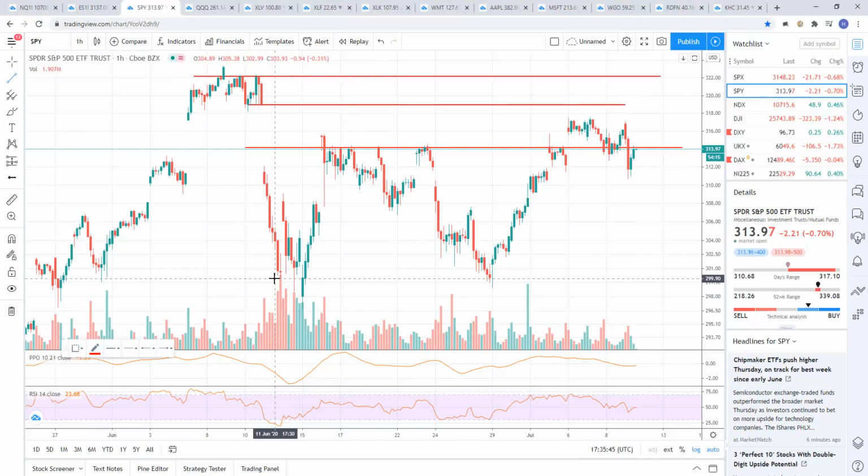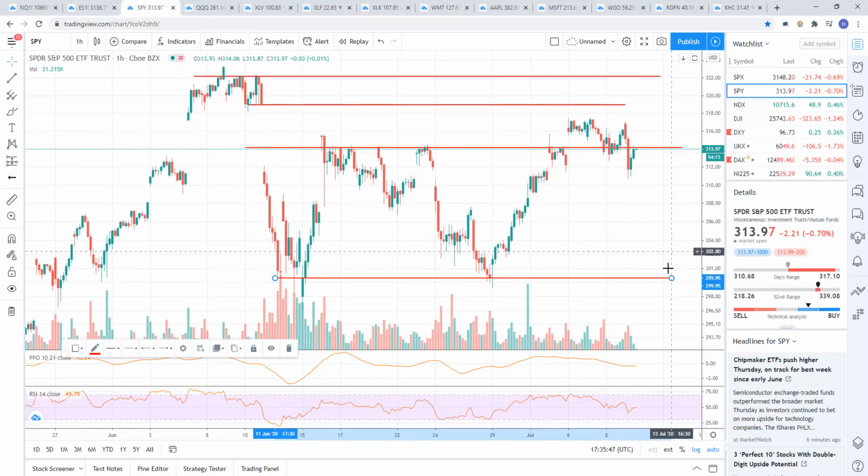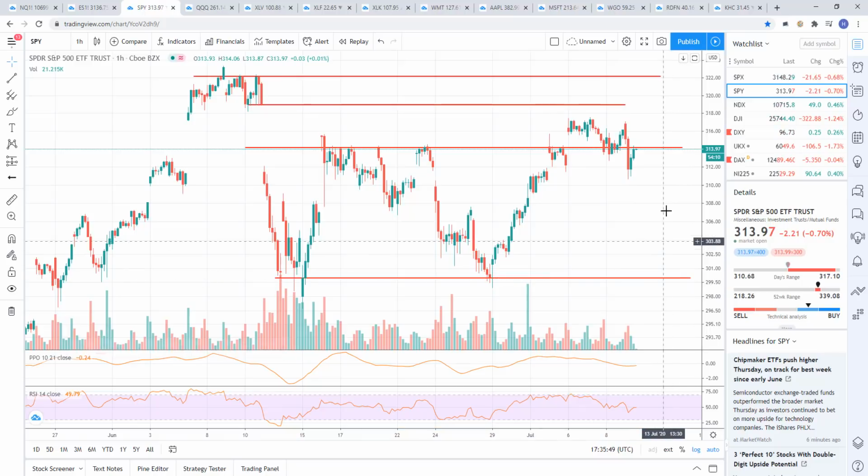You can see you've held this down here. So if that starts to run down, then that would be a false breakout right here.